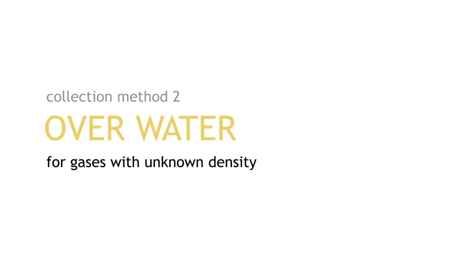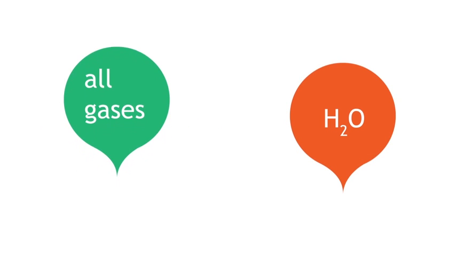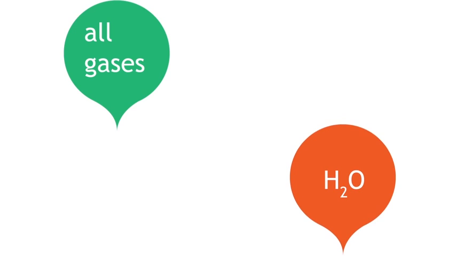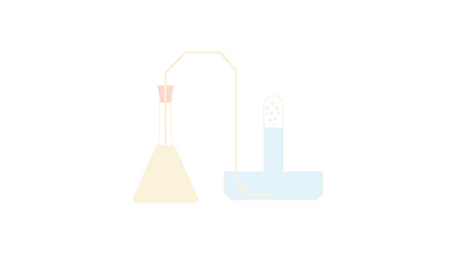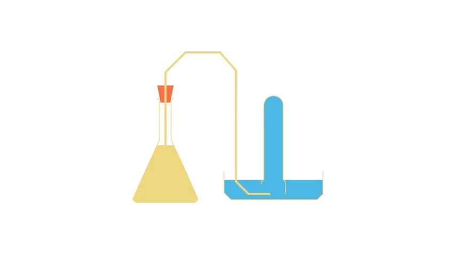If we are unsure of the density of the gas, we can collect it over water. Since all gases are less dense than water, displacement of water is possible. Whatever gas is produced is bubbled through water and collected in a gas jar. Note that this method will not work for gases which are soluble in water, such as ammonia.